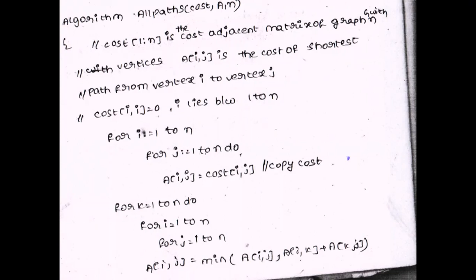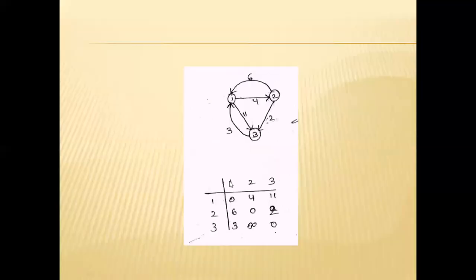The time complexity of all pair shortest path is n cube, because we are using 3 for loops. The outer for loop is executed n plus 1 times, the next for loop is executed n into n plus 1 times, and the innermost for loop is executed n square into n plus 1 times. So the time complexity is big O of n cube. So it is all pair shortest path.